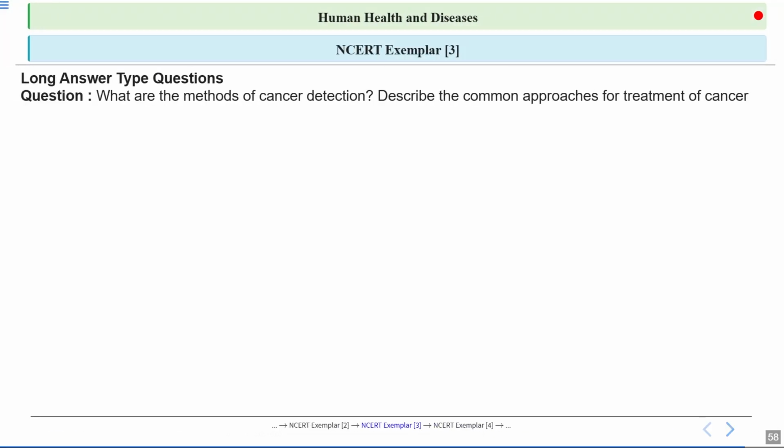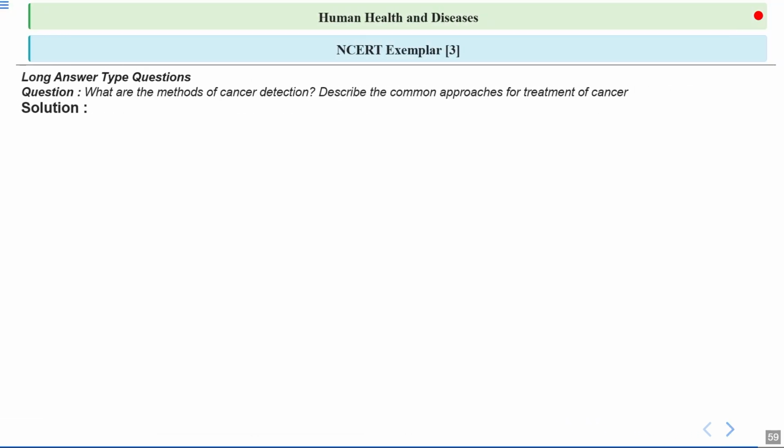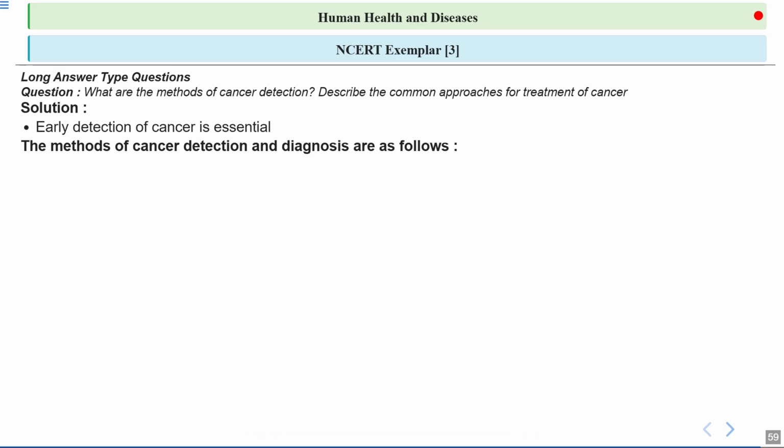Next question: what are the methods of cancer detection? Describe the common approaches for treatment of cancer. Okay, so let's have a look at the answer. Early detection of cancer is essential because if the cancer is detected early, then it can be completely cured as well. Now, what are the methods of cancer detection and diagnosis? Let's talk about it.